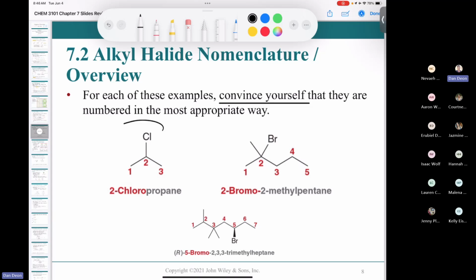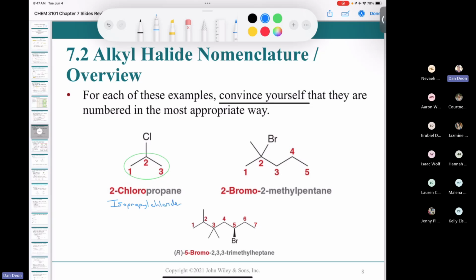Well, this one here, 2-chloropropane, it wouldn't matter. You could start over here, 1, 2, 3, and you'd still end up with 2-chloropropane, right? Because there's symmetry in the molecule. But you also recognize this alkyl group as being an isopropyl group. So you could also call this isopropyl chloride. That would also be an acceptable way of naming it.